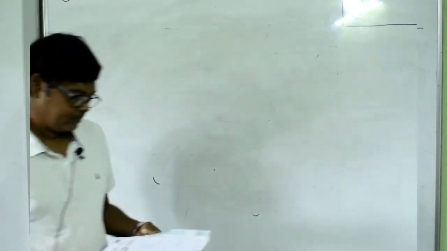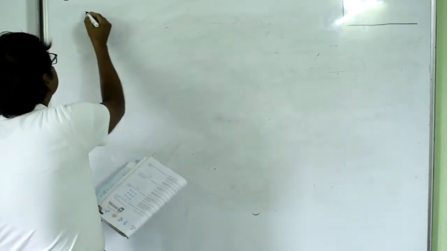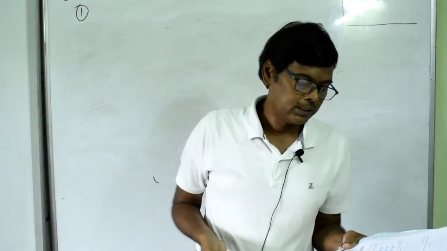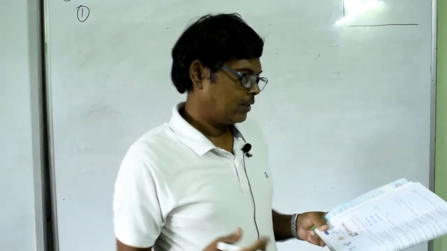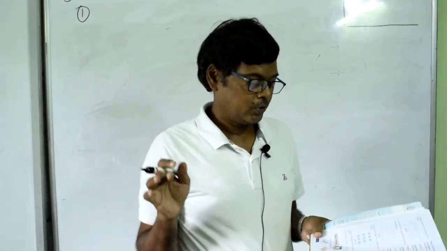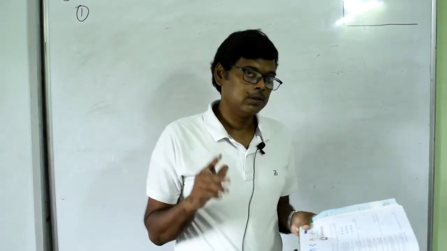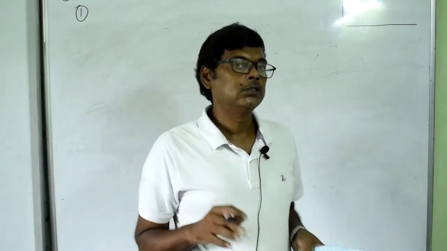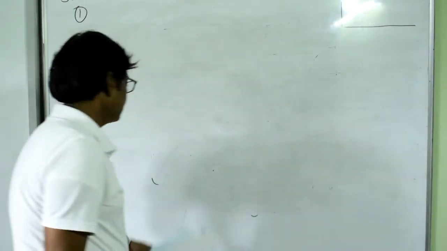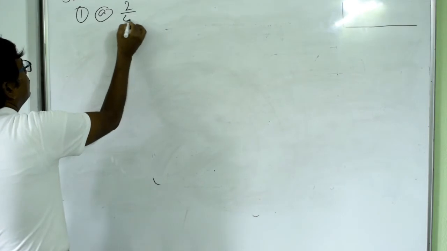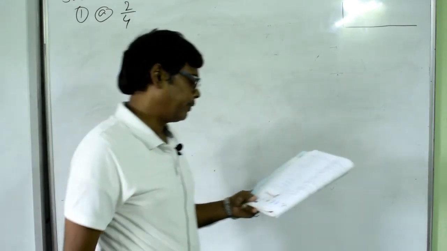So the first question here: what part of the figures are shaded here? See in your book, in question number A, you see that out of 4 parts, 2 parts are shaded, and therefore the answer of this question will be 2 by 4, for question number A.